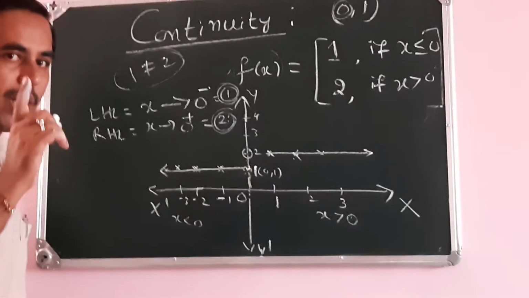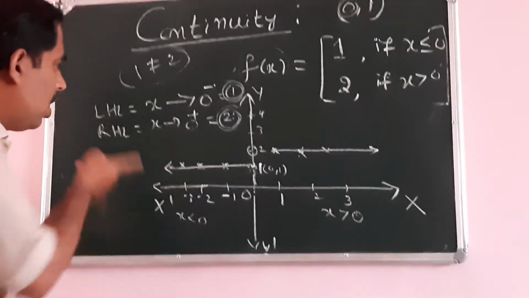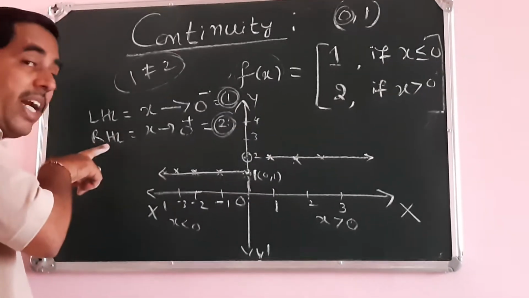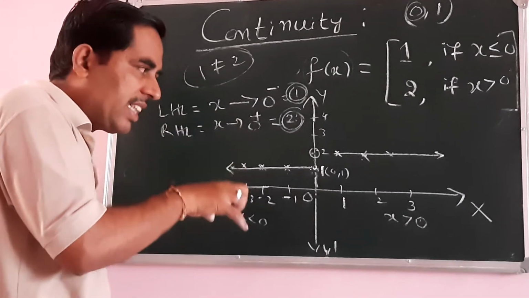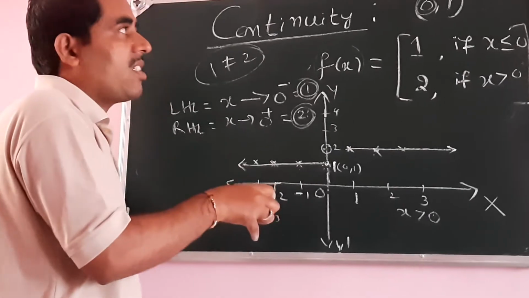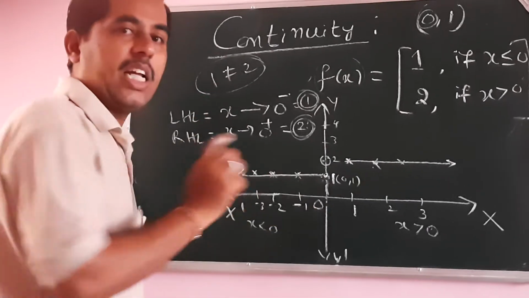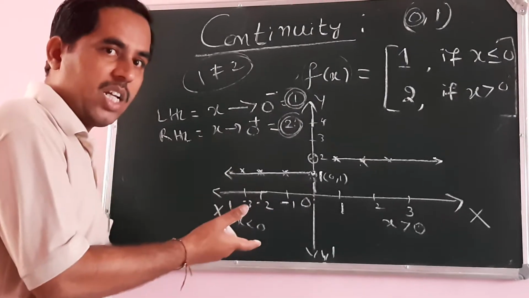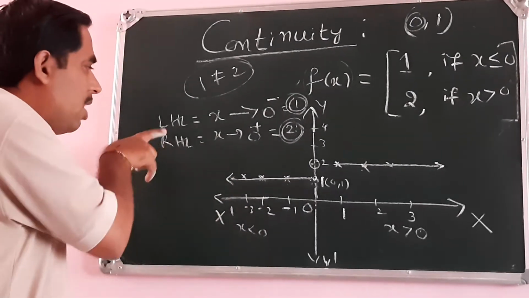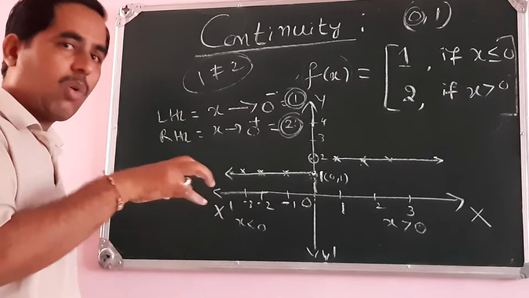Okay, this is a very, very important observation. So left hand limit is not equal to right hand limit. In such a case we call this a discontinuous function. It is not continuous. Why is it not continuous? One reason is that the left hand limit is not equal to the right hand limit. Okay, they are not coinciding.